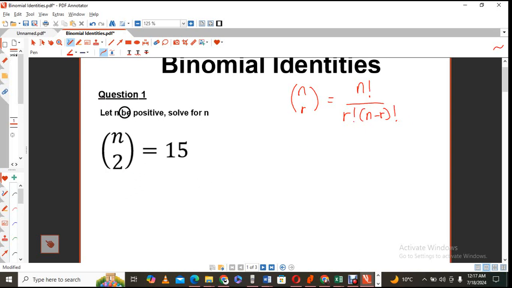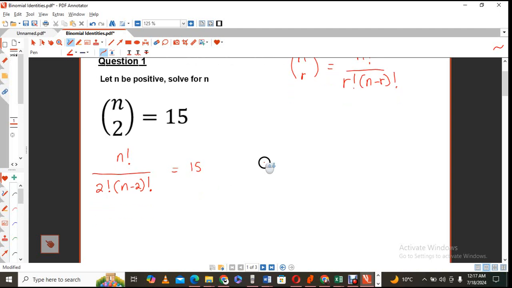Right, so here, important, we need to solve for n, and we are told that n is positive. So that means I will have n factorial over 2 factorial times n minus 2 factorial, and this is simply equal to 15. Nothing you can do on that side, right?